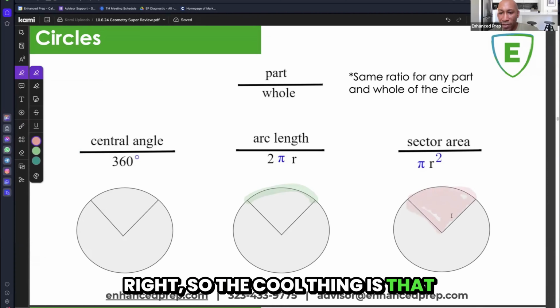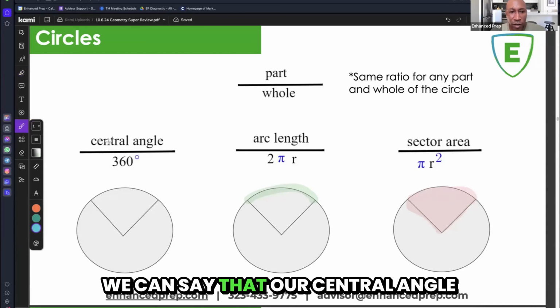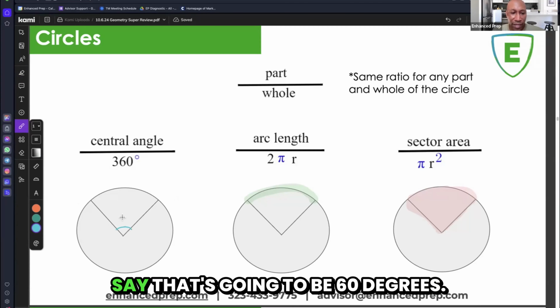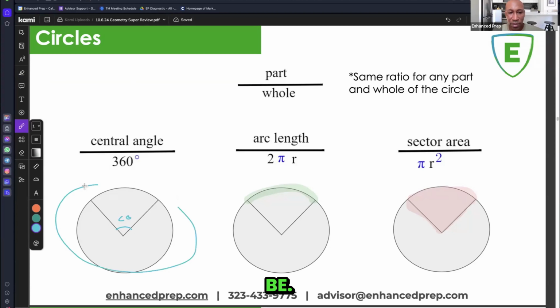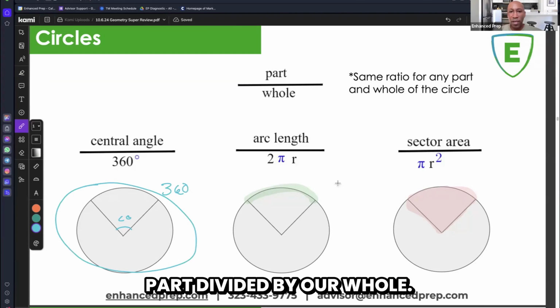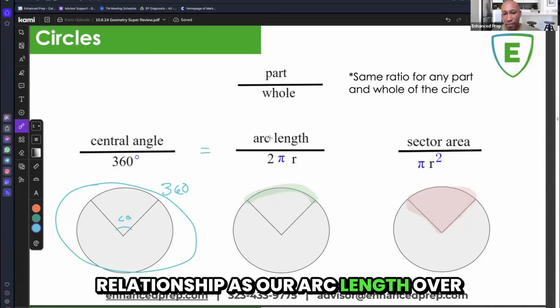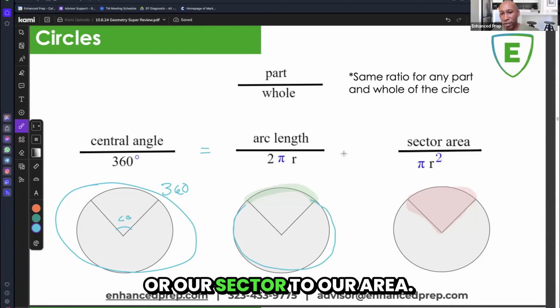So the cool thing is that because of these, we can do some simplistic types of equations, right? We can say our central angle divided by 360, because that's our part of our whole. If our central angle here is, let's say, 60 degrees, well, what's the rest of this circle? The whole circle is 360 degrees. So that's our part divided by our whole. So we can use that central angle compared to 360 degrees, and it has the same proportional relationship as our arc length over our circumference, or our sector to our area.